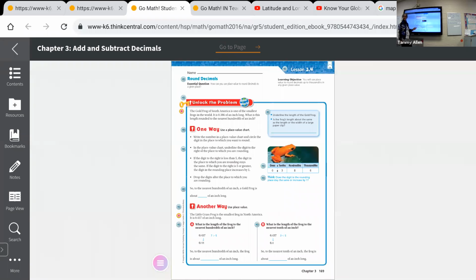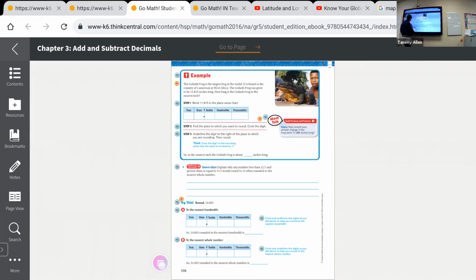On 169, it shows you a couple examples there. Let's go to 170. It gives us that chart very much like what I had given you on that paper. We're putting that 11 and 815,000 in the place value chart.